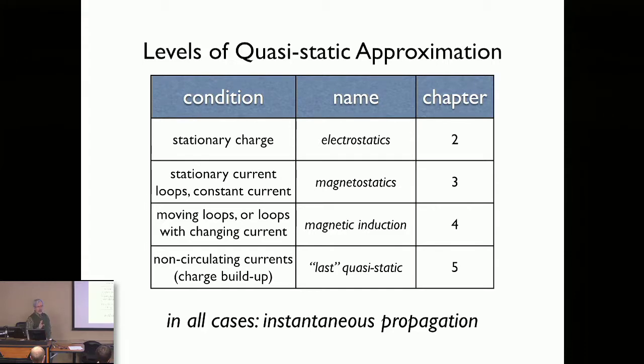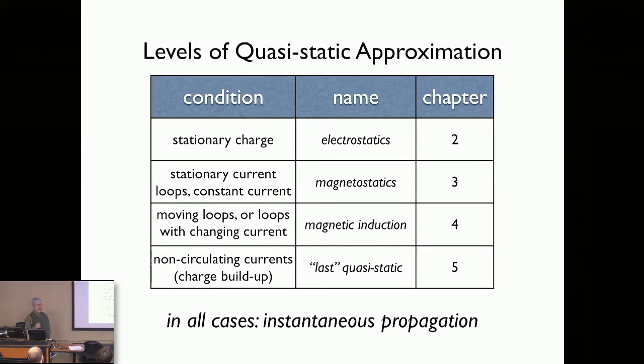Okay, now we're going to gradually relax these restrictions until we get to a fully dynamical understanding of the electromagnetic field, which is fascinating. It's very interesting how these things are connected to each other. And the first thing we're going to do in chapter 4 is study magnetic induction. And so we're going to partly relax the conditions of magnetostatics. And one thing we're going to allow is for loops, now the wires can move. Or we'll allow the current in the loops to change in time. We're going to do both of those things in combination in chapter 4.